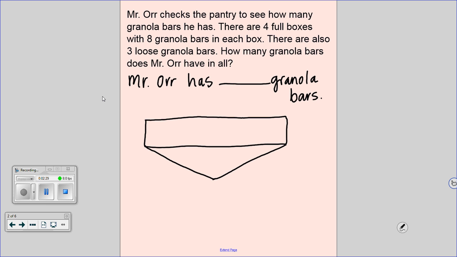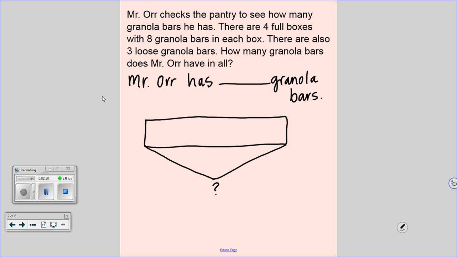Look at your math problem again. Do I know the total number of granola bars? No. Look at your math problem. Piper, do I know the total number of granola bars? No, I do not. I do not know my whole. I don't know the total number. Playing with crayons, you're not being helpful.